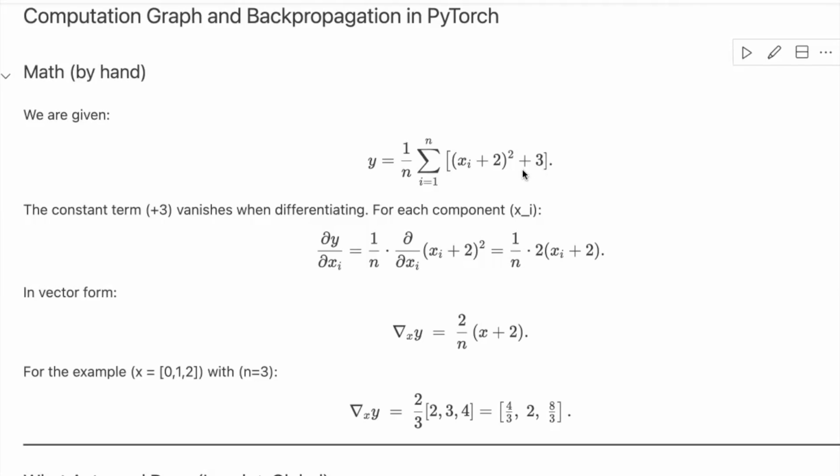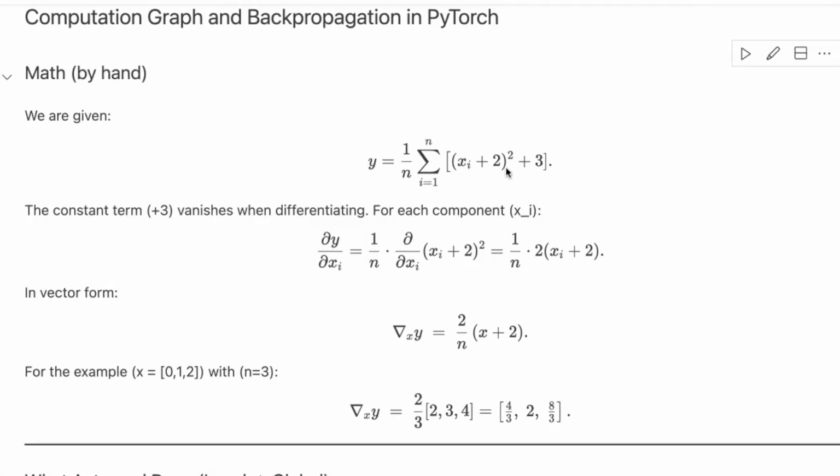And remember that this plus 3, when you find this partial derivative, it's always 0, so it doesn't really change anything. So the main term that we have to find its partial derivative is this (xi + 2) squared. And this is simple because it's a quadratic function, which is 2 times what we have inside these parentheses, which is xi + 2.